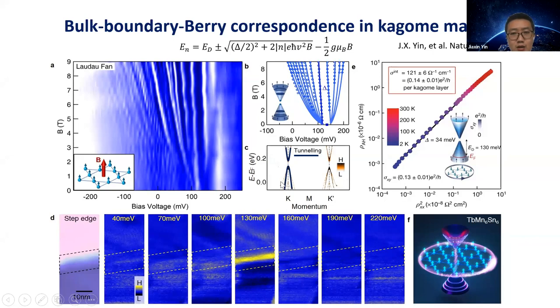And we find a very good match. The tunneling data has a similar dispersion to the first-principles calculations, and also has a Chern energy gap.